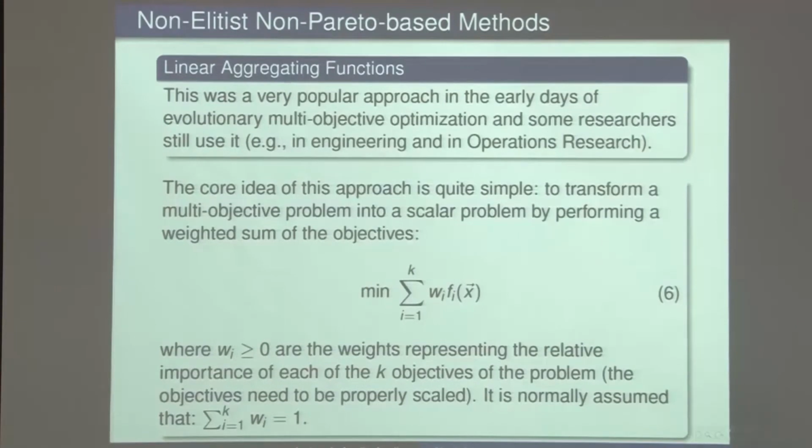Then linear aggregating functions, we already saw this one. We just add all the objectives. So we transform a vector optimization problem into a scalar optimization problem, which is what the genetic algorithm can do.